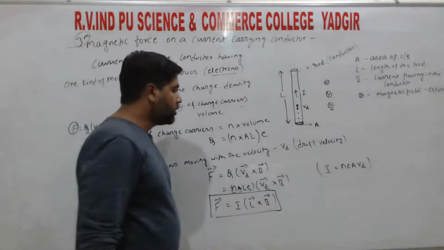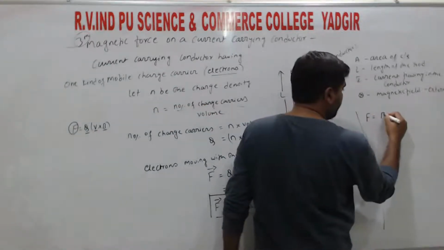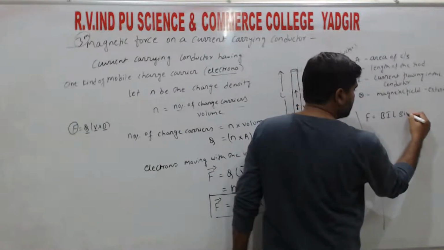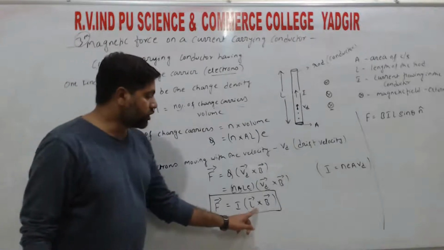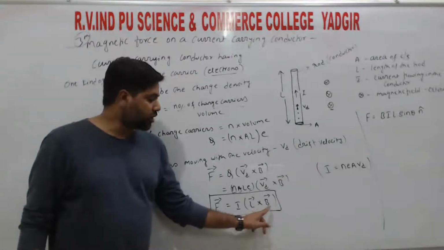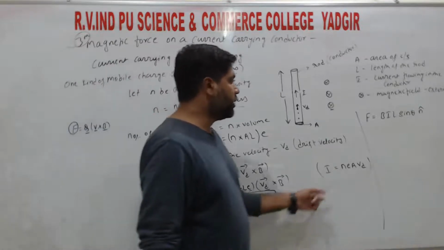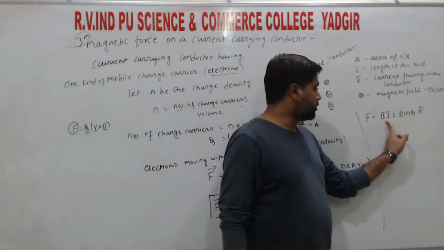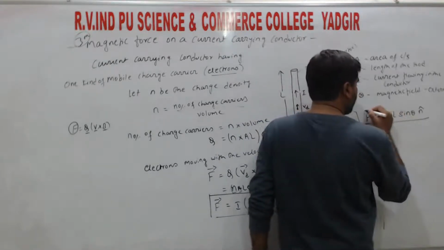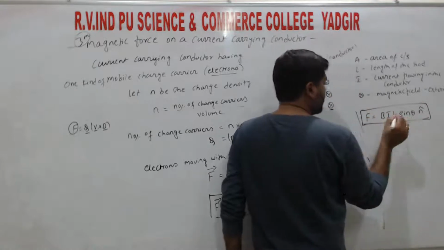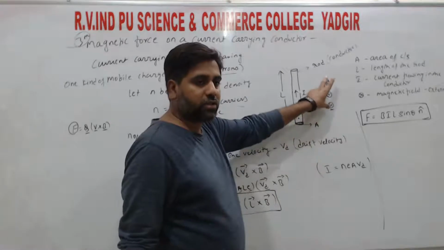This again we can write as F equal to BIL sin theta into n cap, from the definition of the cross product, right? So L cross B can be written as LB sin theta into n cap. With LB into I, directly we can write F equal to BIL sin theta. This is the force experienced by the current carrying conductor in an external field.